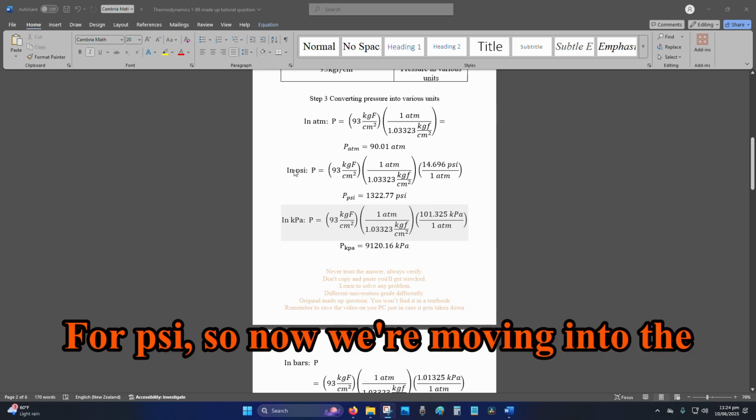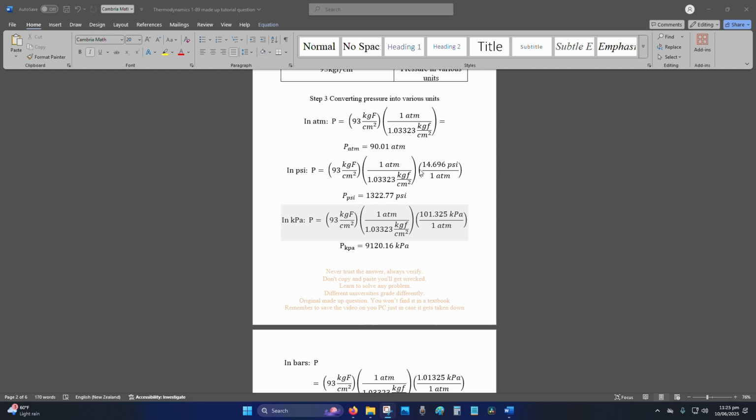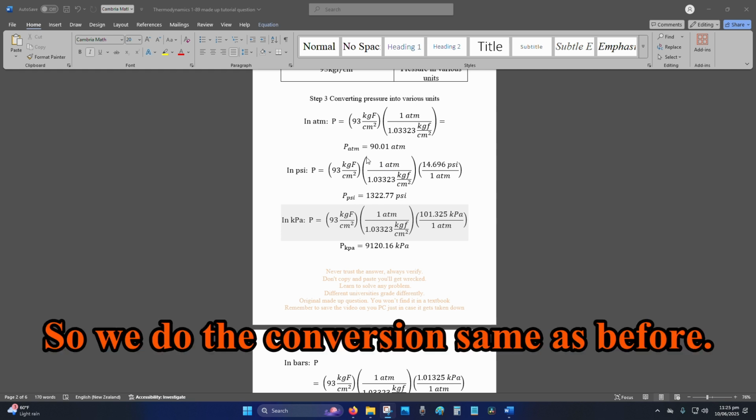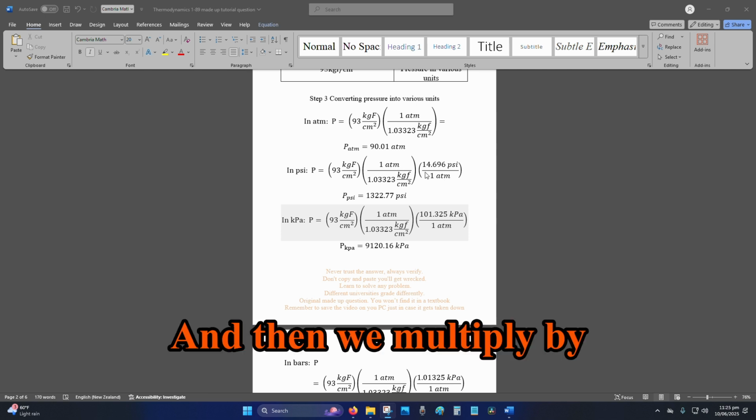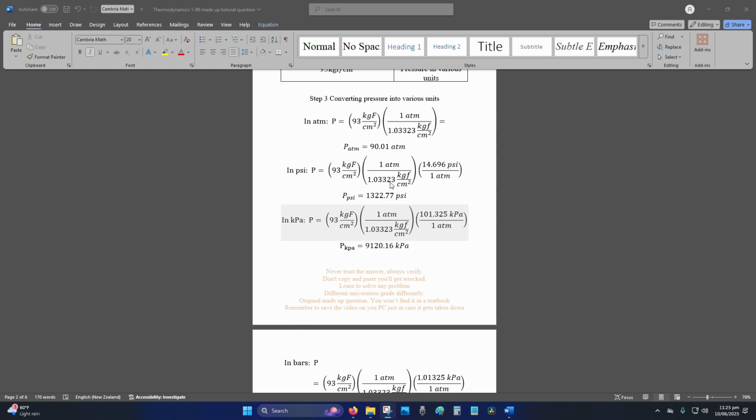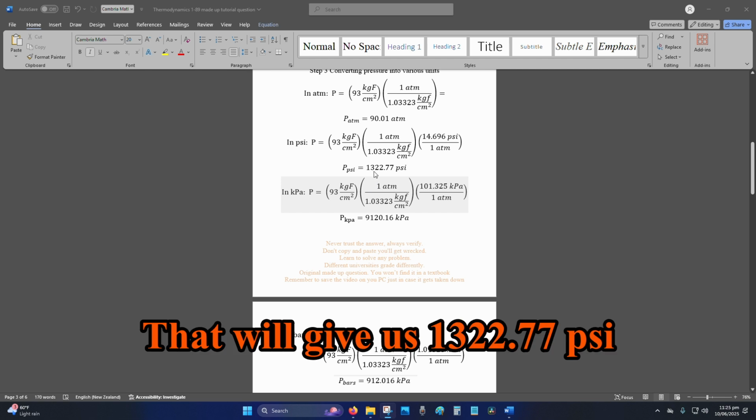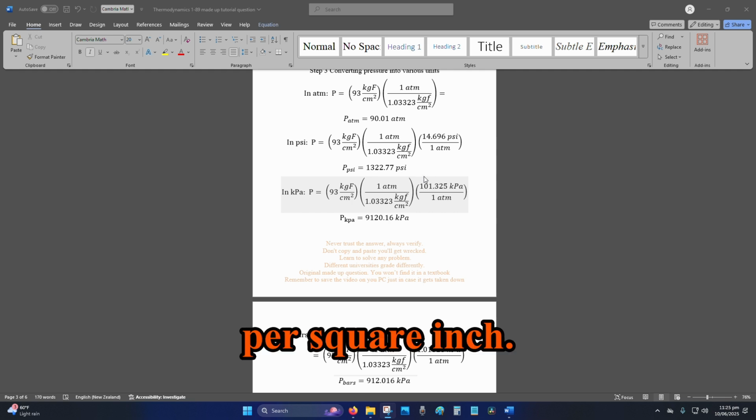For PSI, now we're moving into the imperial or US customary units. So we do the conversion, same as before, get it into atmosphere, and then we multiply by 14.696 psi per 1 atmosphere. That will give us 1,322.77 psi, pounds per square inch.